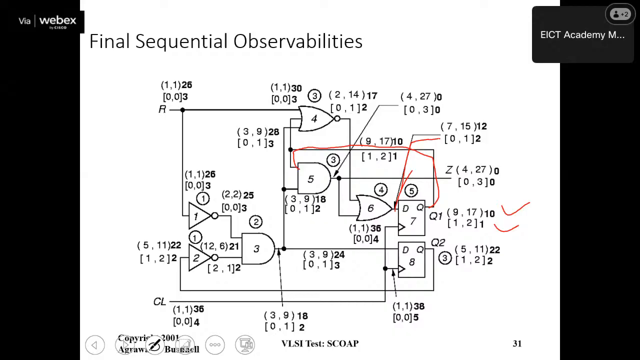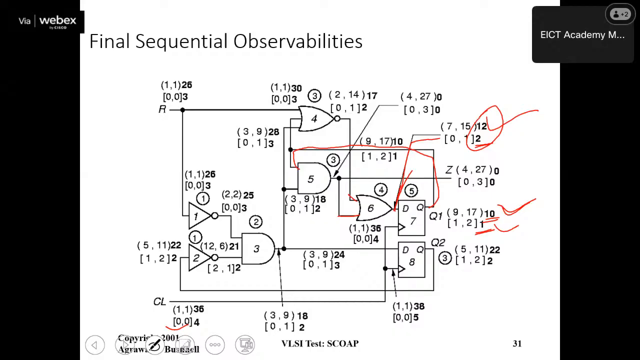How can you calculate the observability of D? D is 0 or 1. How can you find out? It is the observability of the output plus CC1 plus CC0 and plus level change if needed. So this becomes 10 plus 2, 12. And for sequential, it becomes 1 plus 0 plus 0 and plus level change. So this becomes 12, 2. Likewise, you can check the observability over here and here, because 12, 2 is known to you now.